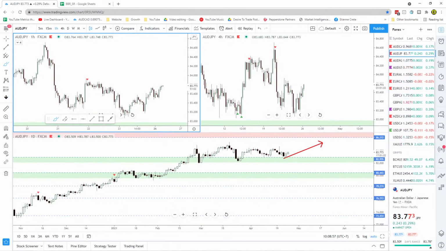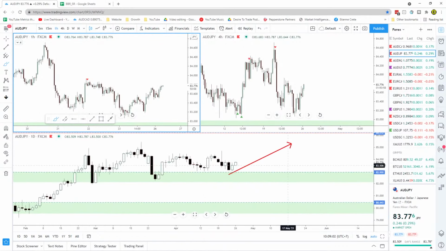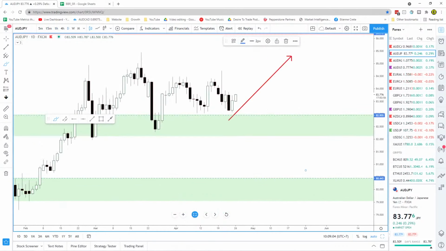All right, so here on AUDJPY, the same principle applies, where we've been waiting for price to hit this support area at 82 or 82.5, yeah, 83 or so. And price has been just kind of ranging a little bit tightly in the past few weeks. Nothing really interesting there to trade for now.